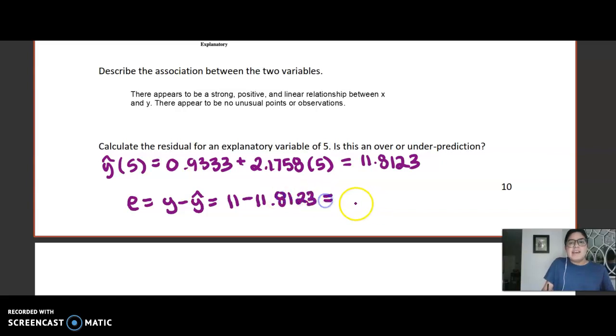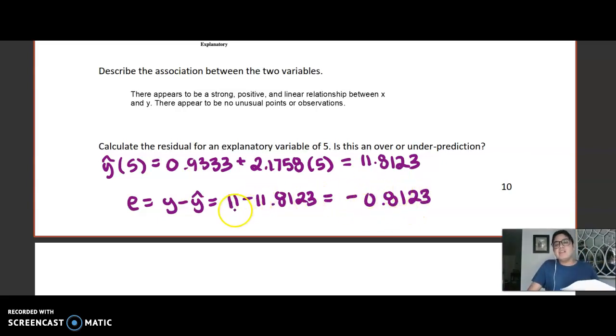So to find the residual here, I'll do y minus y hat, or 11 minus 11.8123. Again, I'm going to get a negative residual value, but notice that even though it's negative, the actual value is 11, and I predicted 11.813. So this one was actually an over prediction. So the LSRL over predicted the response variable by 0.8123 units. So you can see all of the connections here that we've been making.